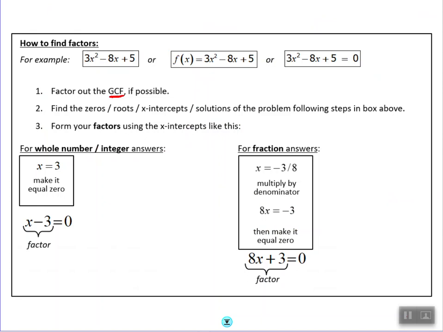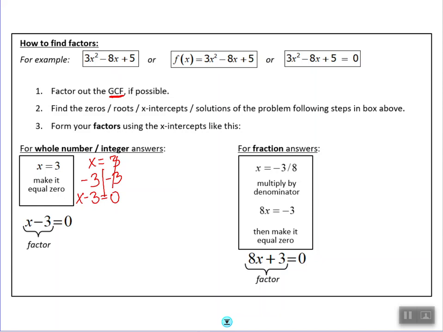If one of your x-intercepts is 3, you start with x equals 3, and then you make it equal to 0. So if you have x equals 3, you subtract 3 from both sides, so you get x minus 3 equals 0. And x minus 3 is your factor.